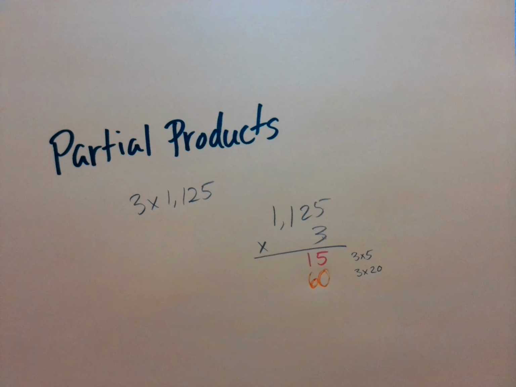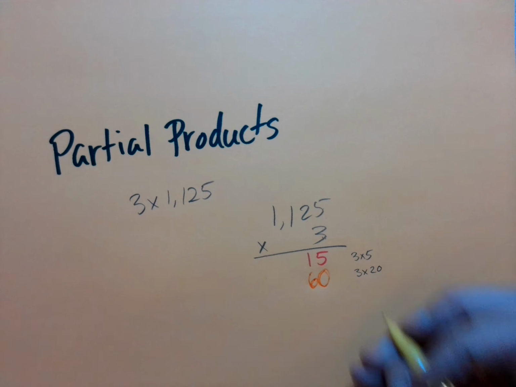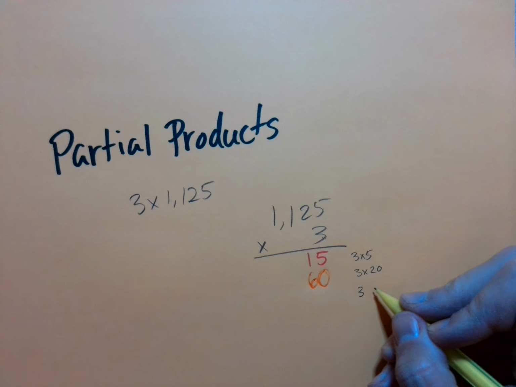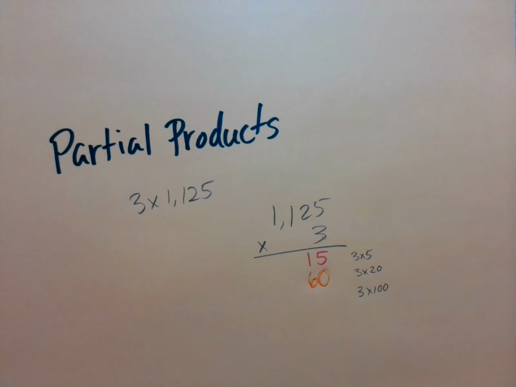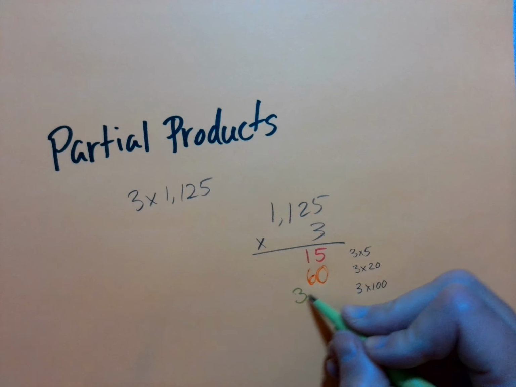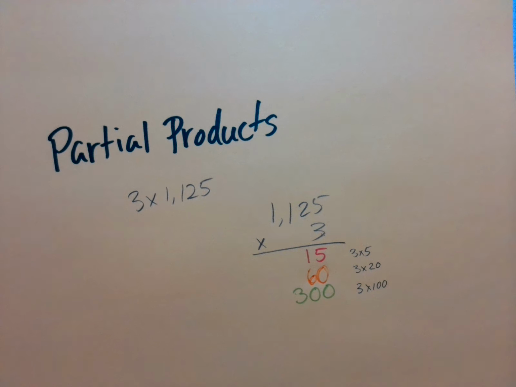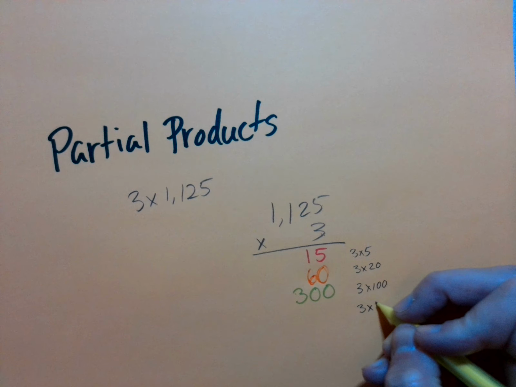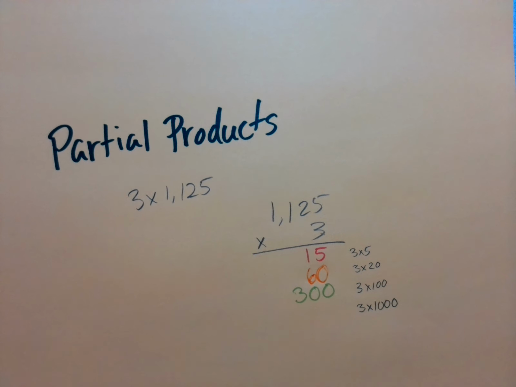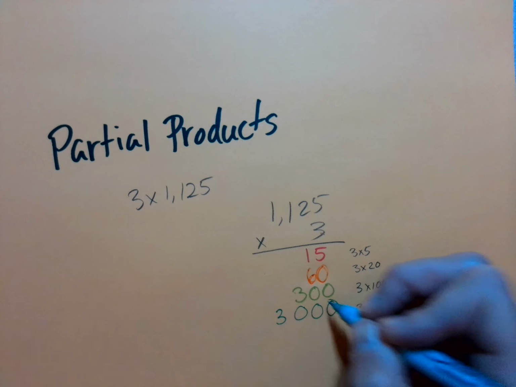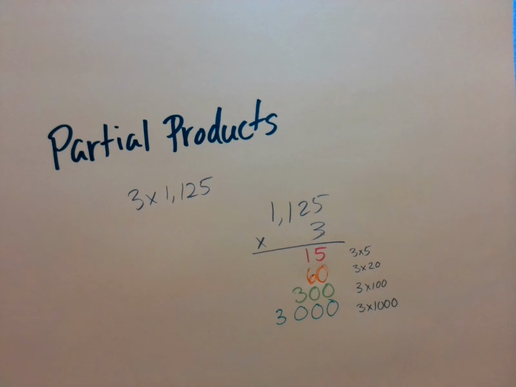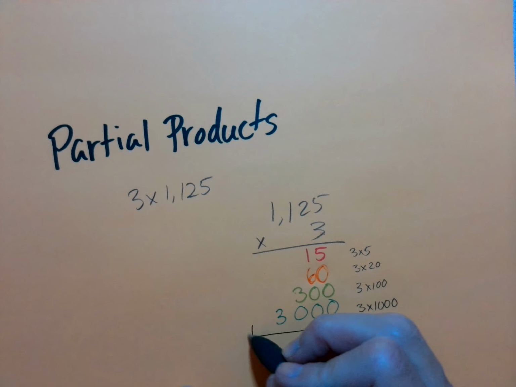And then I'm also going to multiply the 3 times the 100 and get 300. Keeping all my place values in line here is important for when I go to add them. And then the last one I'm going to multiply is that 3 times the 1,000. So that would be 3,000. So all lined up in place values. And then I'm going to add them together.